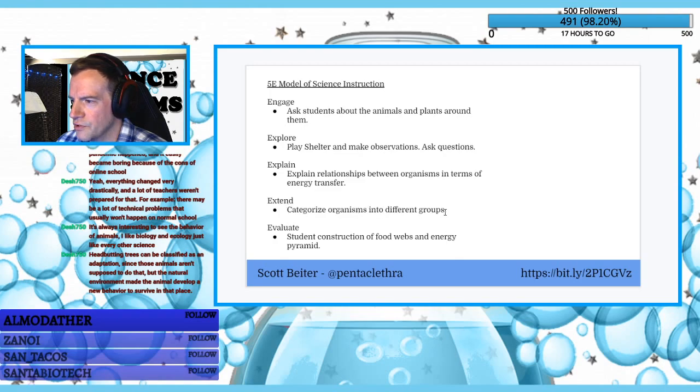Extend: categorize those organisms into the different groups. That's what we did with the pyramid and the web. And then finally, the evaluate: look at the construction that they made. Okay, and we did categorize as well. I didn't show you that piece where I gave them all the animals and plants, and I had them sorted as animals and plants. I took all the animals and we sorted them as carnivores, omnivores, and herbivores. We also sorted them predator-prey. And this is where we practice that vocabulary piece, just having those things to practice the categorization.